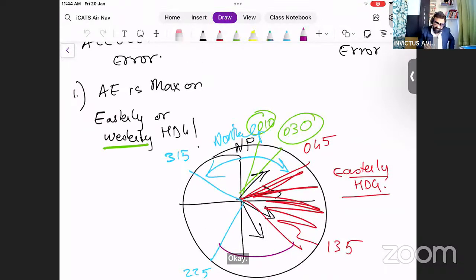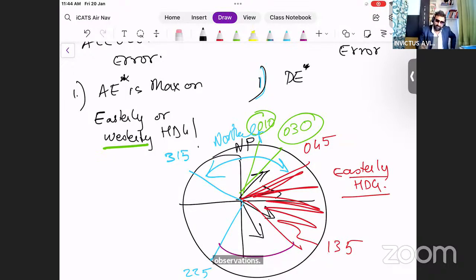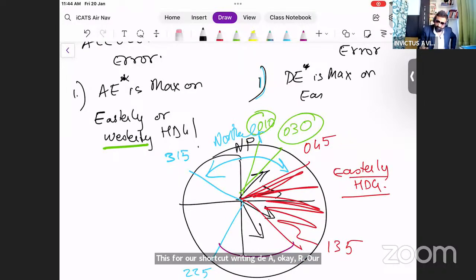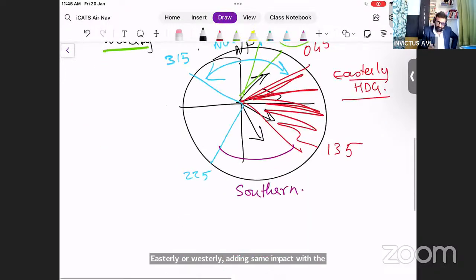So write down about deceleration error. The first point about deceleration error. These abbreviations are just for us, okay? Other places they are not using these abbreviations. This is for our shortcut writing, DE. Our shortcuts. Deceleration error is max on easterly or westerly heading. Same impact as with acceleration. You'll write note.